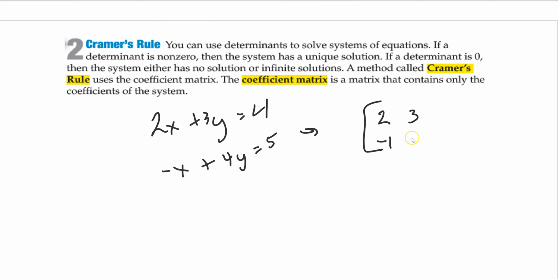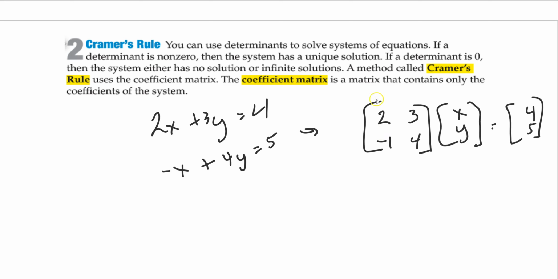2, 3, negative 1, 4, times x and y, equals 4 and 5. So this is our coefficient matrix. This is the coefficient of our x's, 2 and negative 1. This is the coefficient of our y's, 3 and 4. And then we'll have x and y right here, and we'll have our solutions or answers right there.